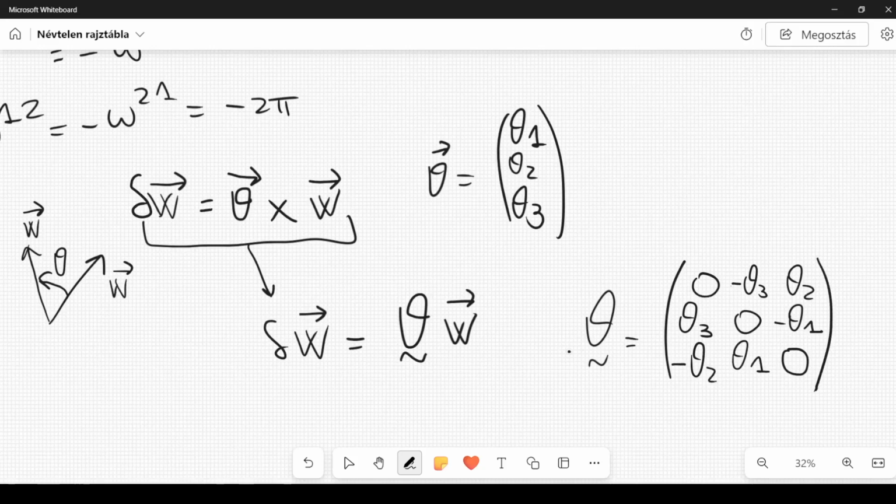So you can check that multiplying this vector by this matrix gives you exactly this vector cross product with w.